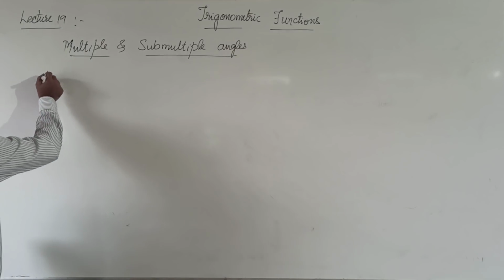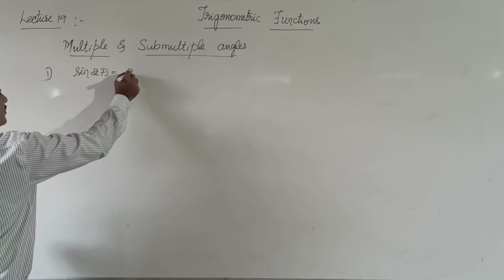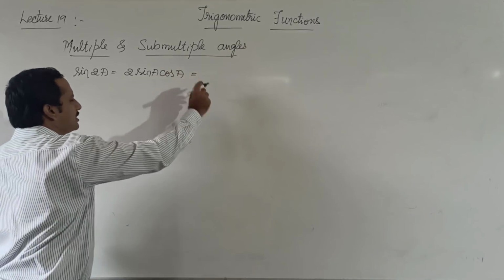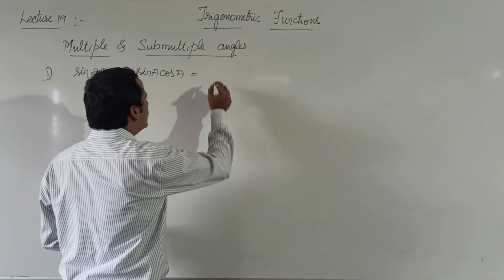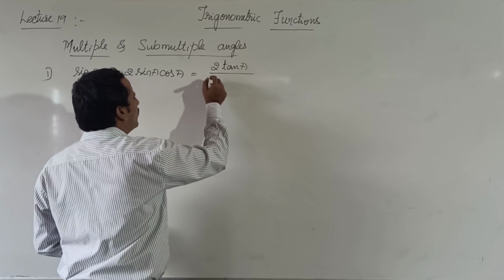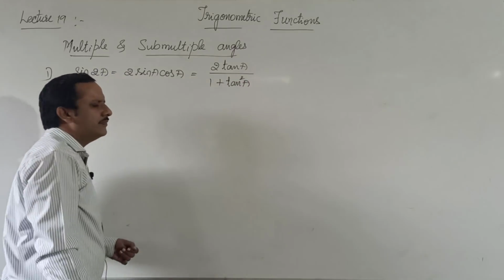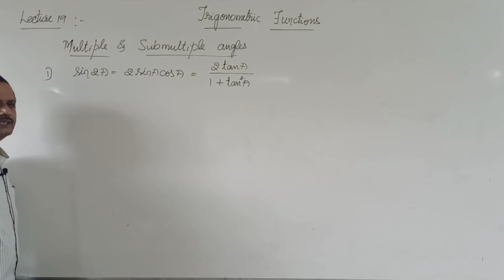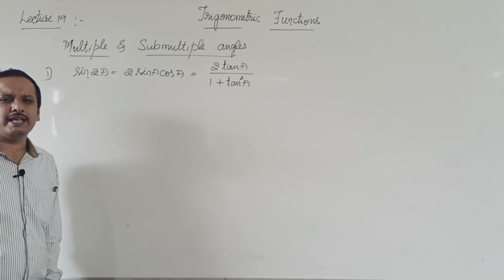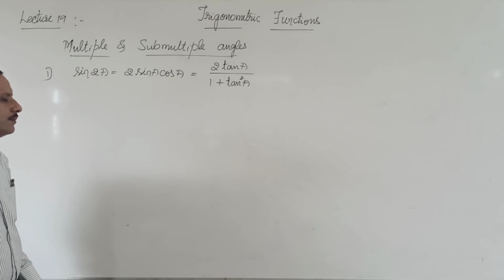First one, sin 2a is equal to 2 sin a cos a, which is also equal to 2 tan a divided by 1 plus tan square a. Okay, let me prove this result. That is, sin 2a is equal to 2 sin a cos a. First I will prove this result, and then with the help of this I will prove that also.